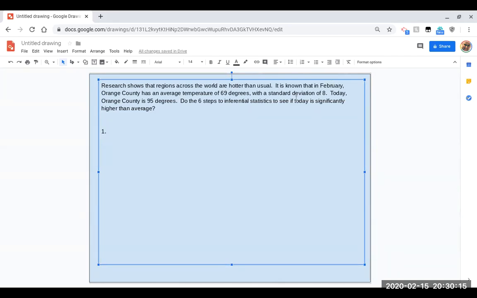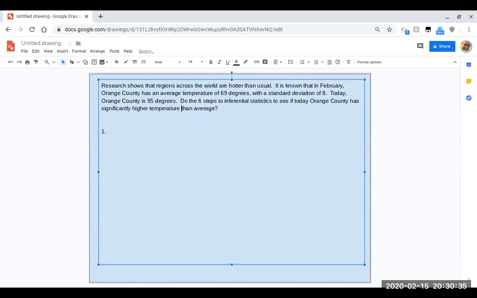Actually, we should say if today, Orange County, there we just make sure our wording is good. And actually, now that I think, okay, has significantly higher temperature. Okay, now it's perfect. Okay, just have to be compulsive. I should have done that before.